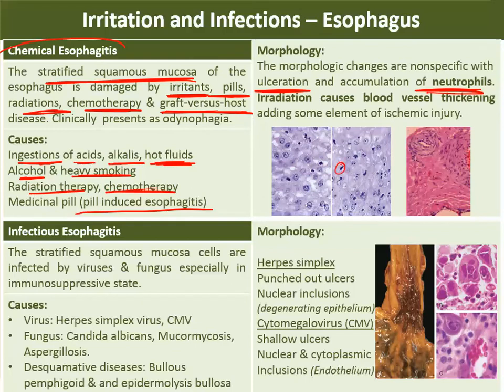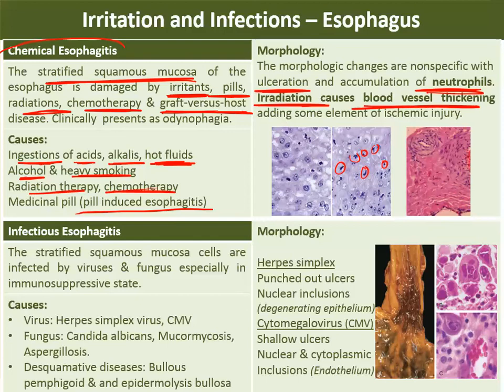What you are seeing in between the cells are all neutrophils. And if it is due to radiation, the characteristic change is blood vessel thickening.